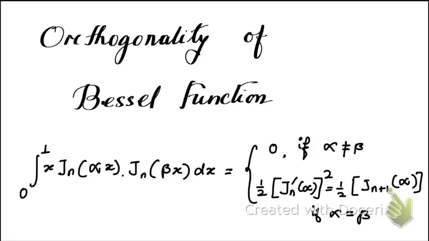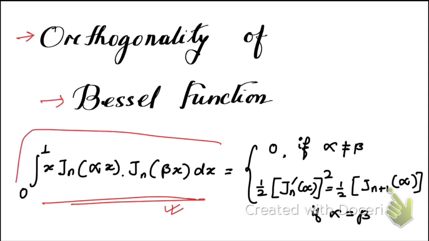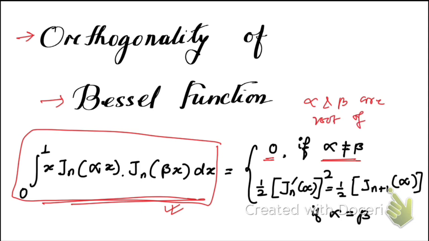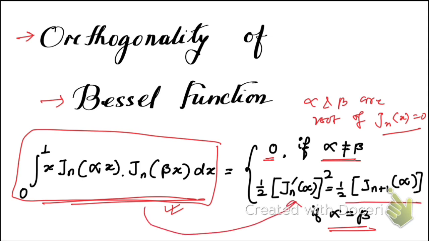Hello friends, in this video we're going to discuss the orthogonality of Bessel function, the orthogonal property of Bessel function, and we're going to prove this property. So here you see this integral on the left hand side is equal to 0 if alpha is not equal to beta, where alpha and beta are the roots of Jn x is equal to 0. And if alpha is equal to beta, then this integral is equal to either this one or this one. So we are going to prove that.